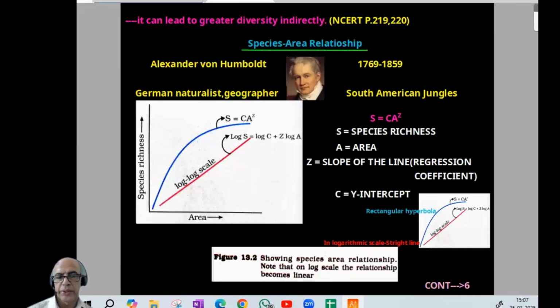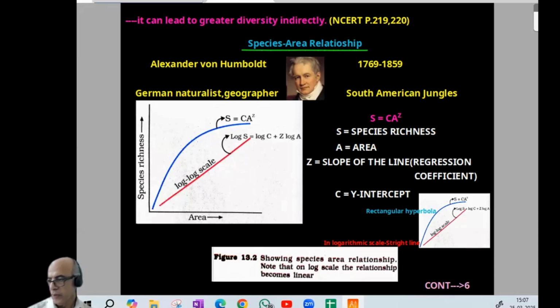Then the species-area relationship, by Alexander von Humboldt, 1769 to 1859, South American jungle, German naturalist and geographer. S equals C raised to Z, where S is species richness, A is area, Z is the slope of the line or regression coefficient, and C is the y-intercept. Here it is a rectangular hyperbola. On a logarithmic scale, it is a straight line. The idea behind it is that the value of Z lies in the range of 0.1 to 0.2 regardless of the taxonomic group or the region.